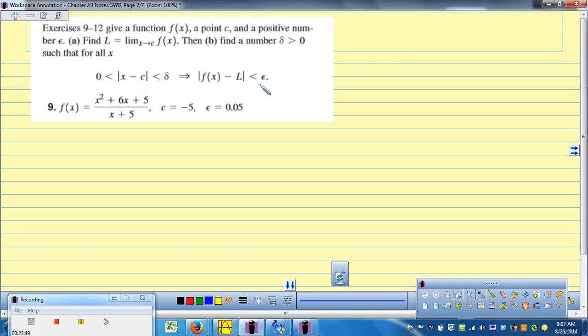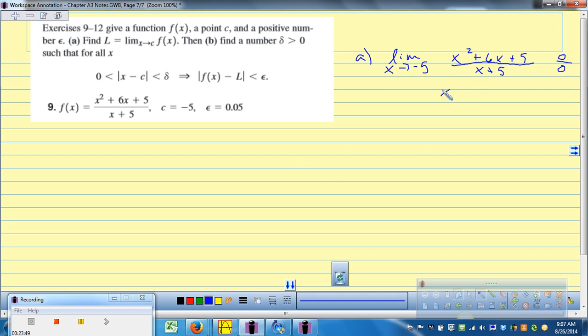Again, we're starting the same type of problem, but they asked us to find the limit first. Listen up, please. So part A, we have to find the limit. The limit as x approaches negative 5 of x squared plus 6x plus 5 over x plus 5. So what do we need to do that limit? Plugging in, 25 minus 30 plus 5, we get 0 over 0 again. Change the look.